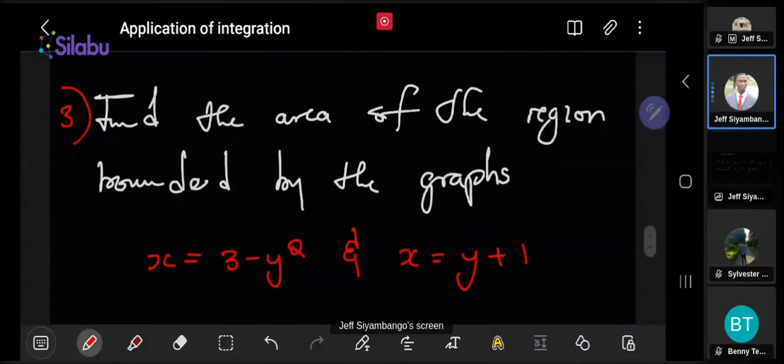Next time we meet, we're going to look at volume of solids of revolution. So we're going to look at volume now.